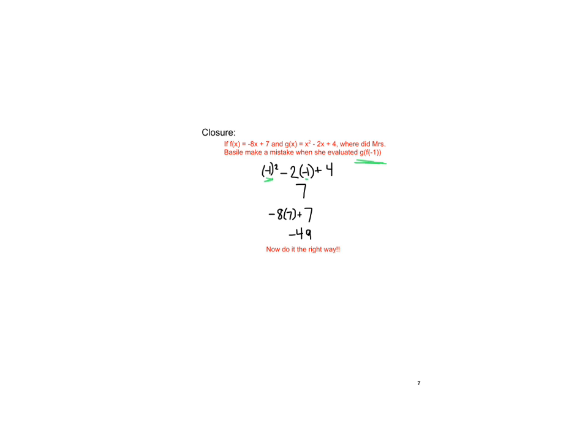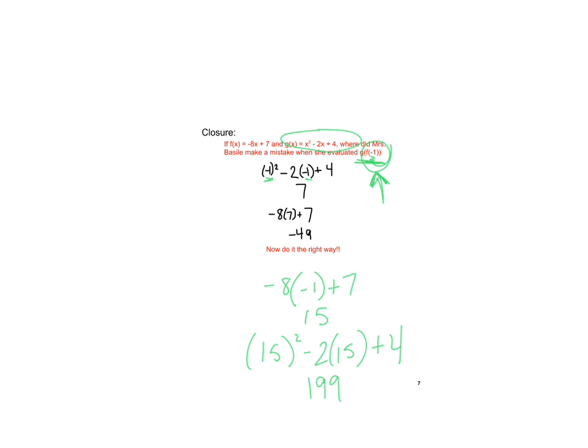Okay, I plugged in negative 1, which is the right number, but I plugged it into g first, which is this one. But remember, the innermost parentheses, I need to plug it in to the f first. So if I do this the right way, and I plug in the negative 1 to the f, I get 15 here, and then I plug in 15 here. This is the right answer. After you put this in your calculator, you get a big number, 199. So the mistake was that I plugged into the wrong function first.